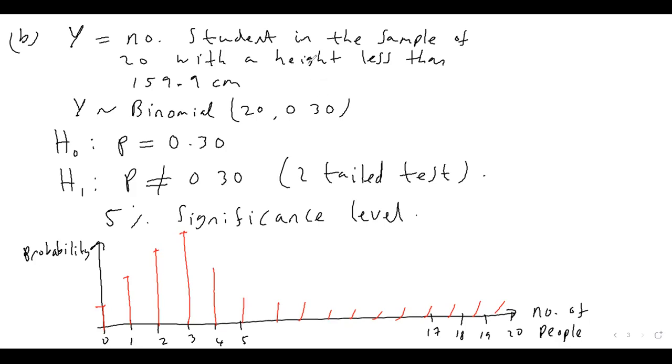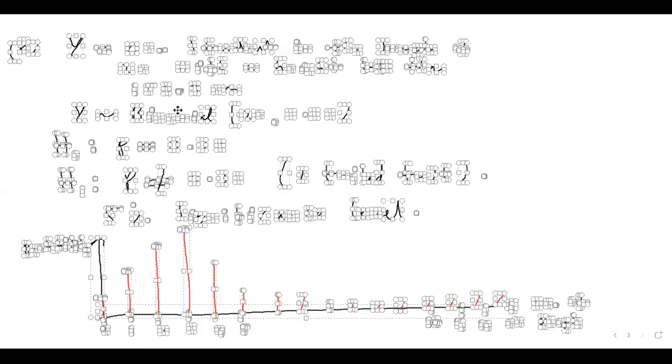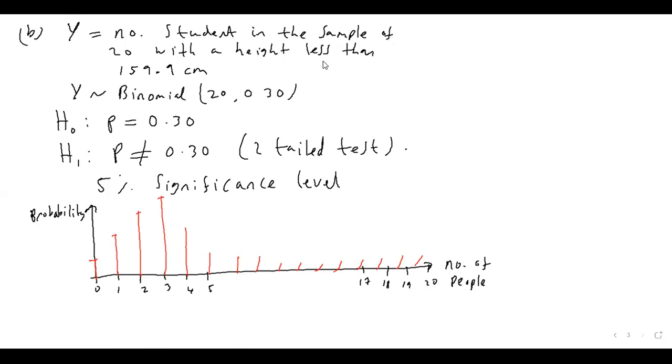If we're doing a two-tailed test at a 5% significance level, remember what this means. We're going to split that 5% chance of rejecting the notion that the probability of success is 0.3 in half. So we're going to have 2.5% on the lower side of the distribution. Let's write this down here. So we've got a 2.5% chance of rejecting H0 for big values.